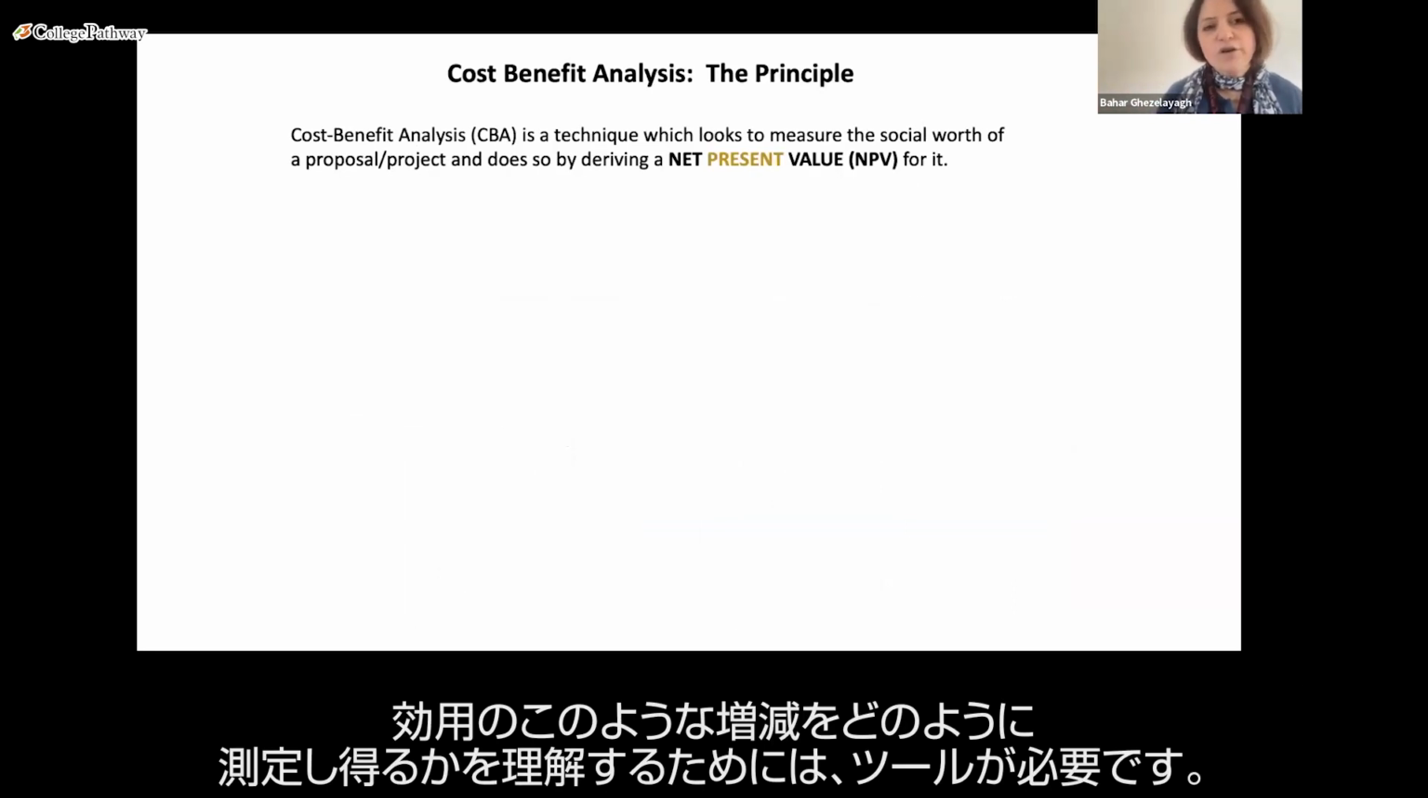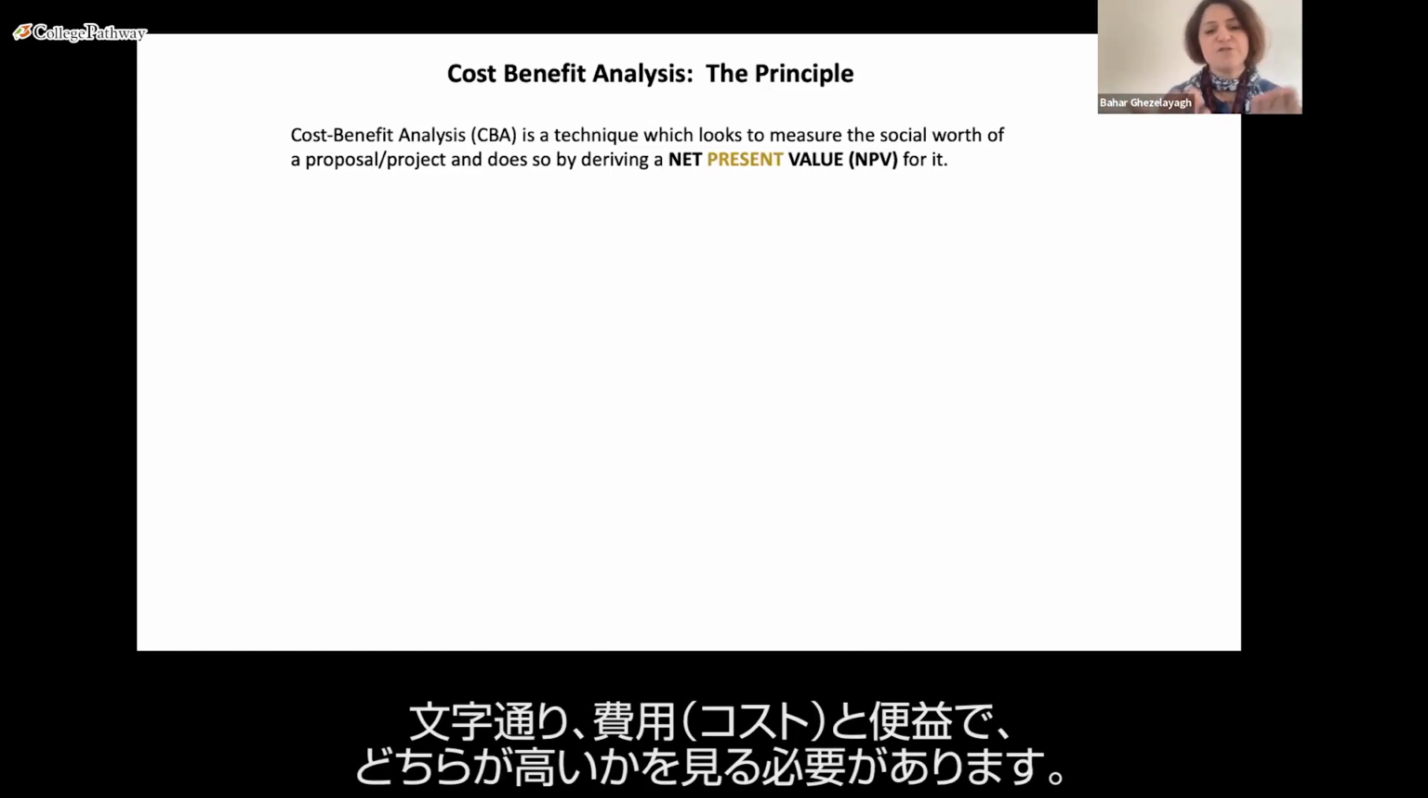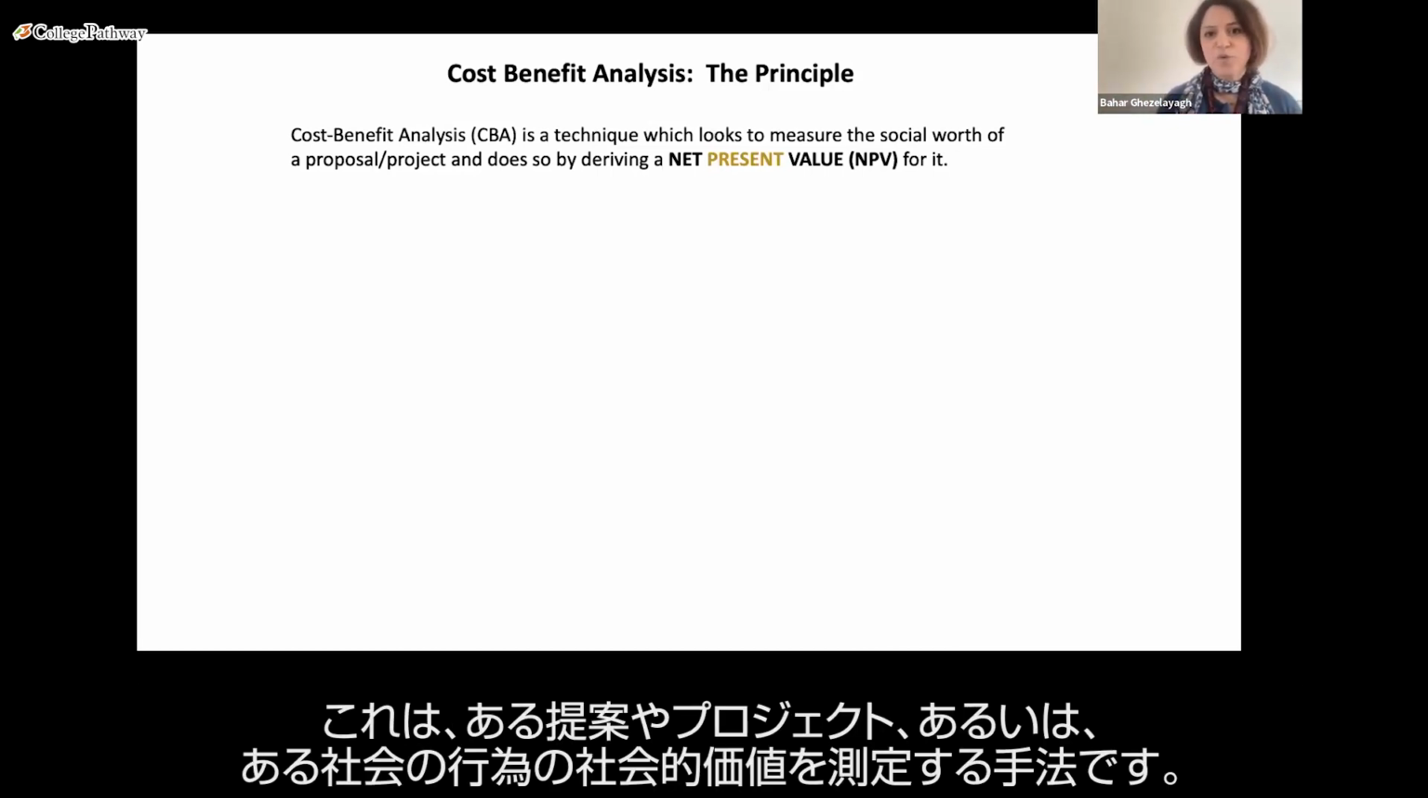In order to understand how we could measure these increases and decreases in utilities, we need a tool. The tool that we are going to be using is within the cost-benefit analysis. Literally, cost and benefit. We need to see which one is higher. So this is a technique which looks to measure the social worth of a proposal, of a project, or of an act that a society is doing.